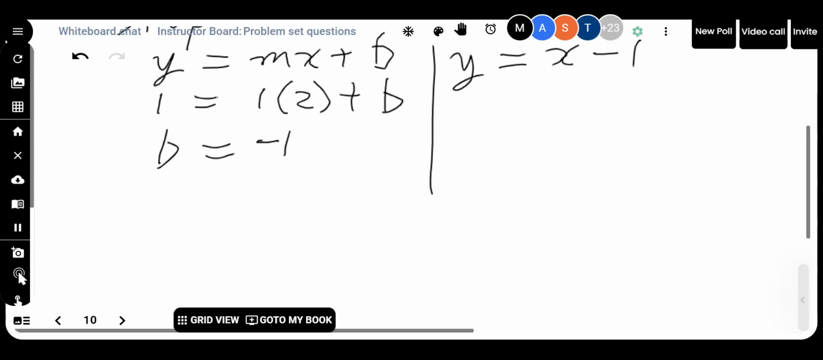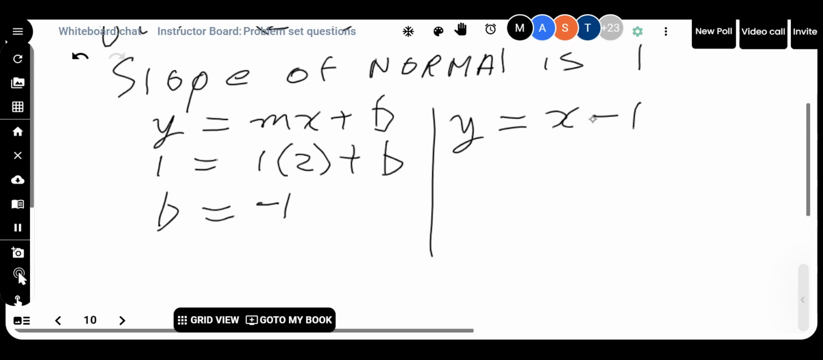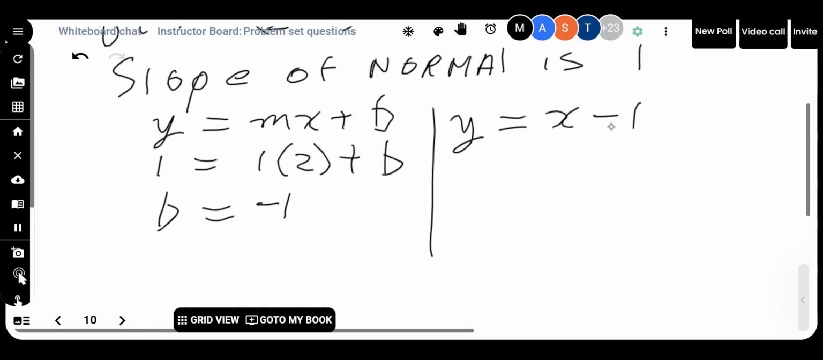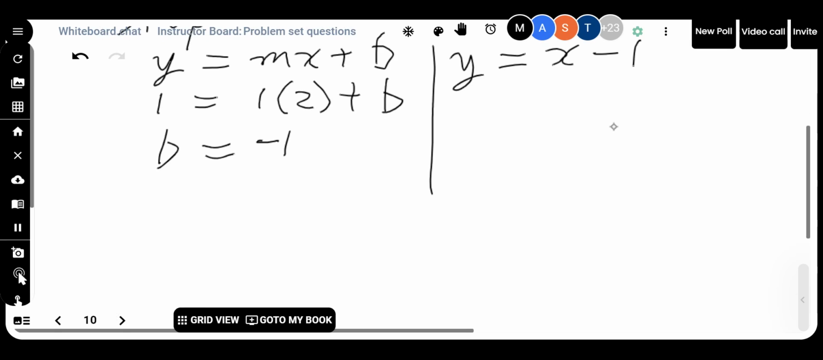Right? Good. So what do we do now? I'm just throwing it out to the class now. I have the equation of the normal. It's y equals x minus 1. How do I find where this is going to connect with the function? The function is 1 over x minus 1. I want to know what are the coordinates where this thing intersects the graph at another point. What do you think, folks? How do I find that?